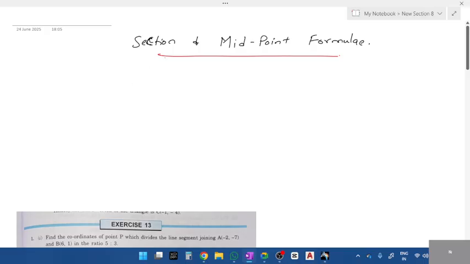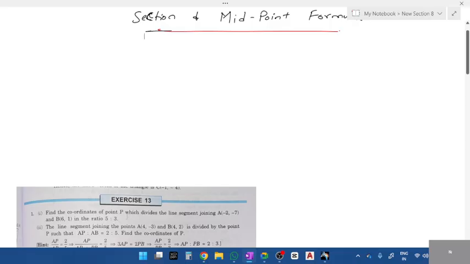X-axis, Y-axis. Right. Whoever has solved at least this first question, students, can you tell me how you solve this first question? What did you understand by this? Find the coordinates of point P which divides a line segment.